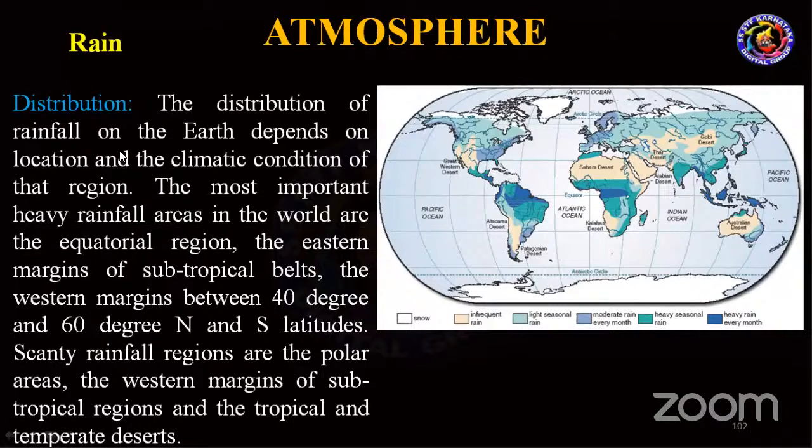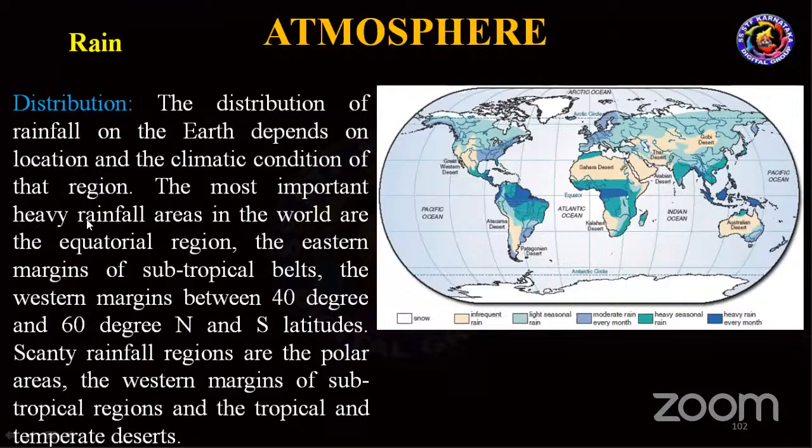The distribution of rainfall on the earth depends on location and the climatic conditions of that region. Here, this distribution of rainfall depends on two reasons. First one, location, and the second, climate conditions.